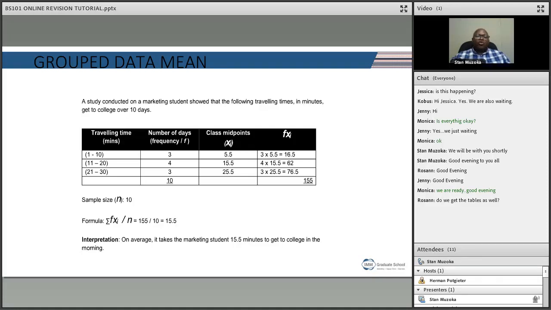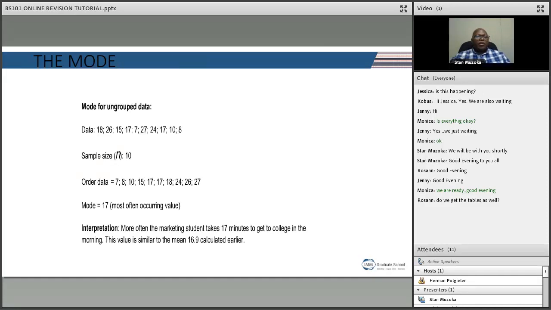N is the total of the frequencies, the number of observations. So 155 divided by 10 is equal to 15.5. The accurate one is the 16.9 that we got previously. 15.5 is the estimated one because we estimated observations to be at the class midpoint. So that is your grouped data mean.